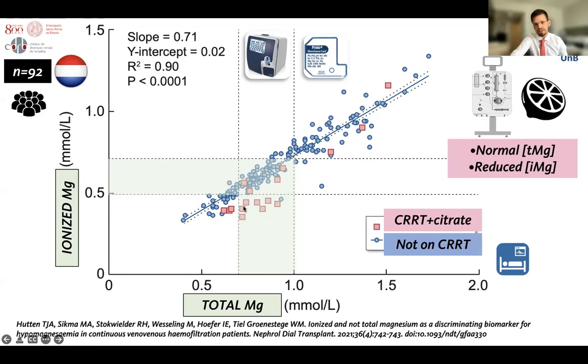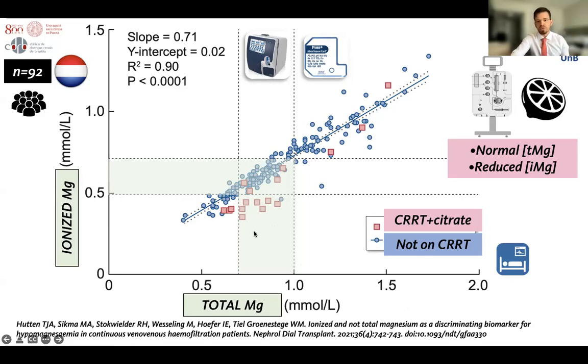Here we see that there is a linear correlation, which means that if you have a total concentration of magnesium in the normal range, you will also have a normal concentration of ionized magnesium. This is important and demonstrates that in those patients it is not necessarily important to measure ionized magnesium, because if your total magnesium is fine, then your ionized magnesium will also likely be fine.